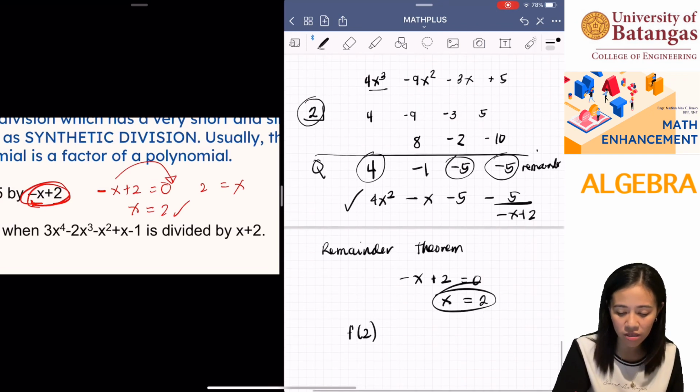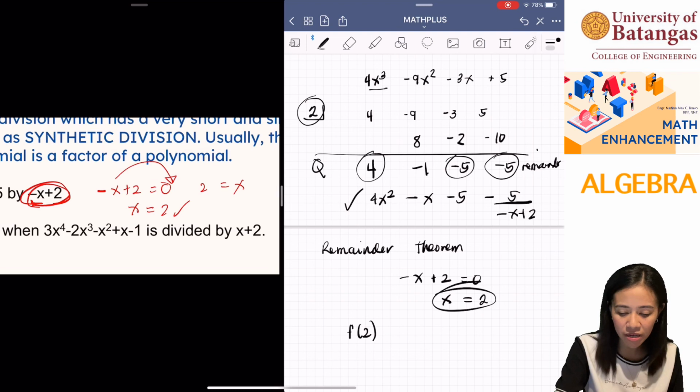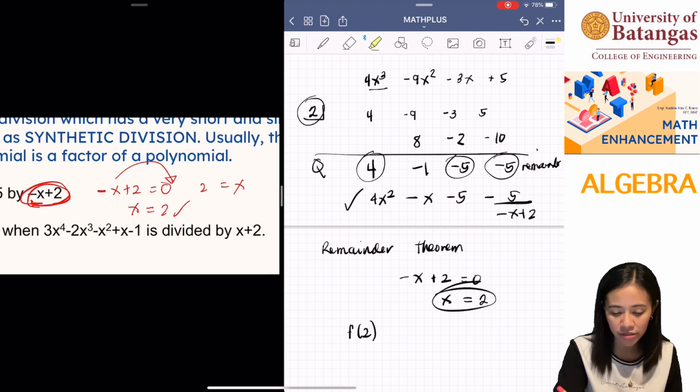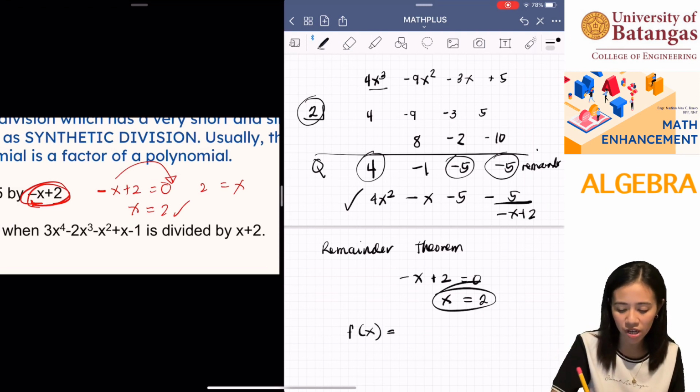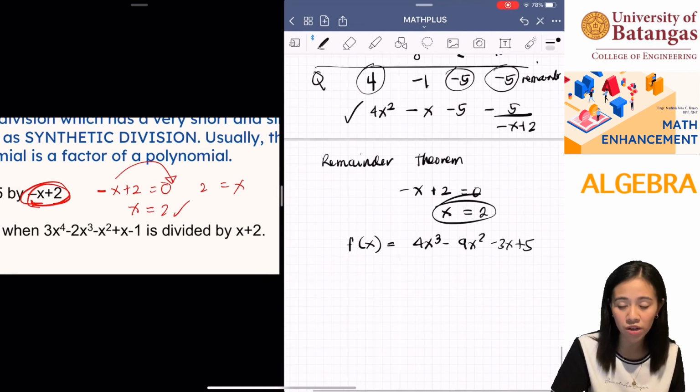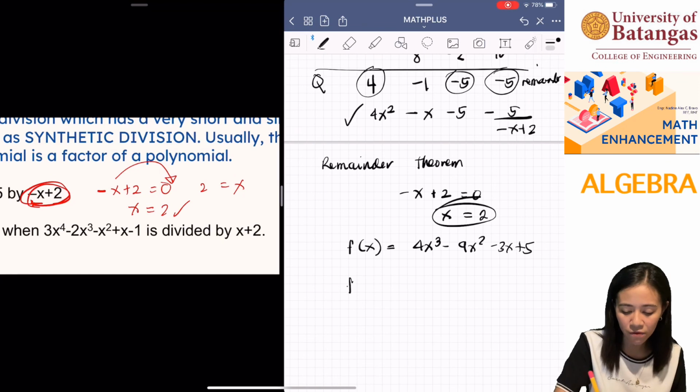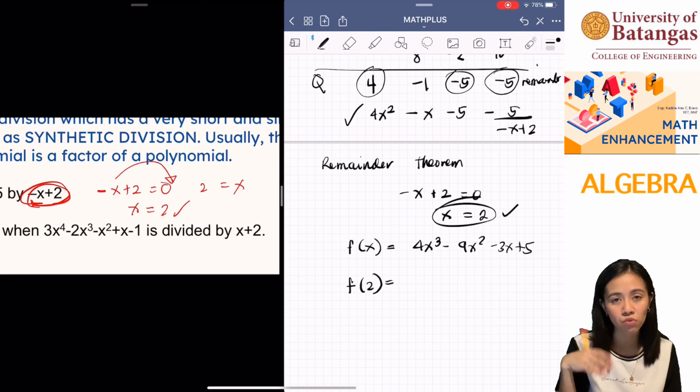So, you have a function given. Let me erase this first. So, you have a function given, f of x, as 4x cubed minus 9x squared minus 3x plus 5. And then, what you're going to do to solve the remainder is that, you solve for f of 2, where x is equivalent to 2. So, isa-substitute mo si 2 dun sa lahat ng x.